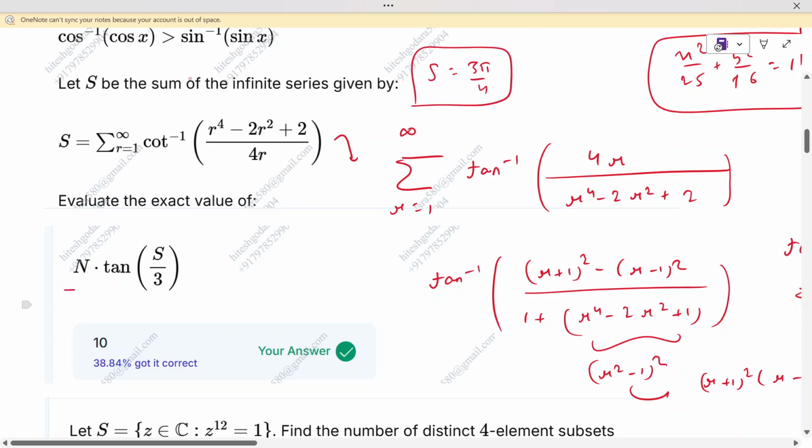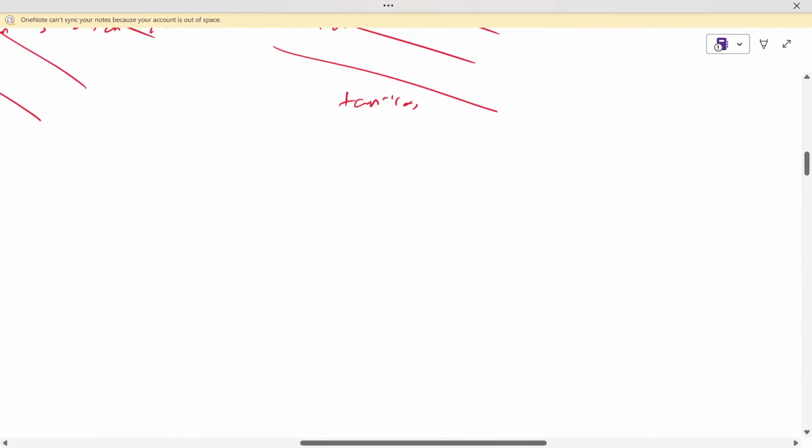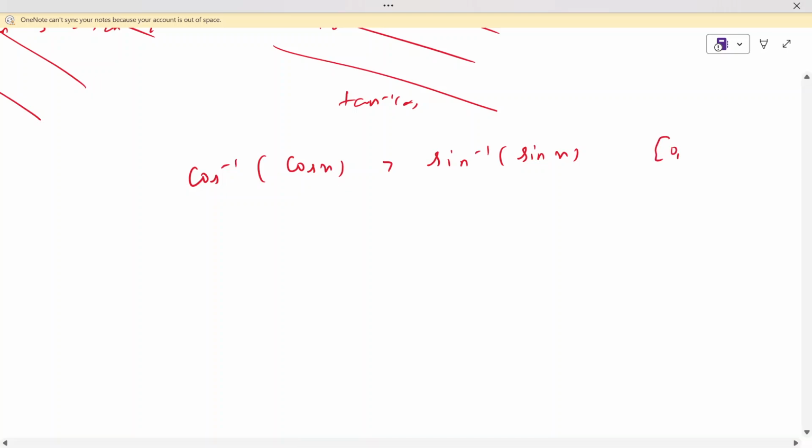So it says n into n, we have to calculate tan S by 3. S by 3 will be what? Pi by 4. So this is tan pi by 4, that is 1 only, right? So now we have to find the number of integers in the solution set of this equation. The equation looks like cos inverse cos x greater than sin inverse sin x in 0 to 4 pi. I have to solve this.